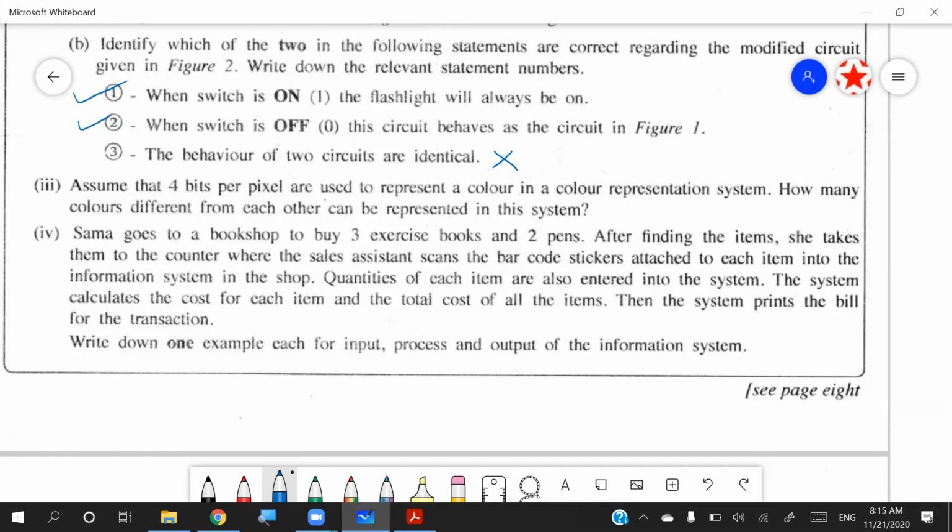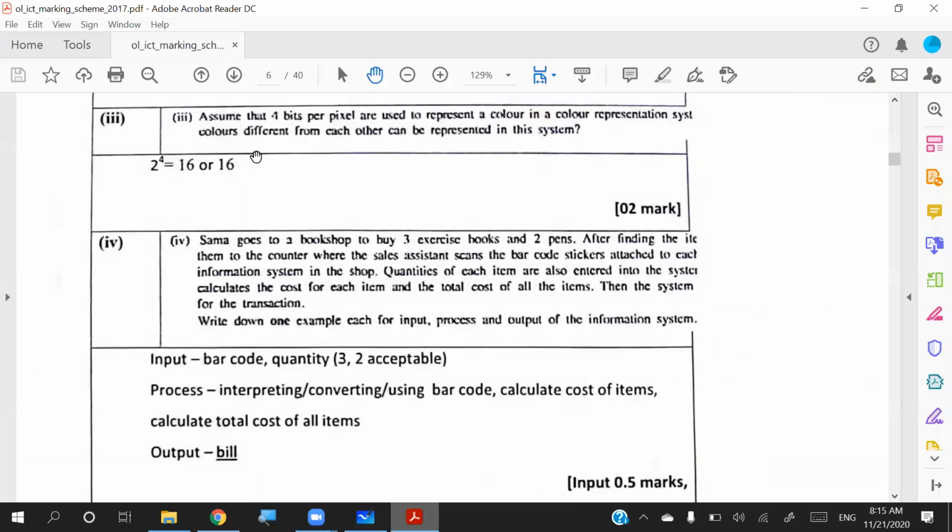So it is very easy. Bits per pixel are going to be taken into 2 to the power. Then you are going to receive how many different colors are there. So it's 2 to the power 4, which is 16, right? So that is why they have done this calculation over here. So 2 marks are given for that particular thing. So it's better you remember that.